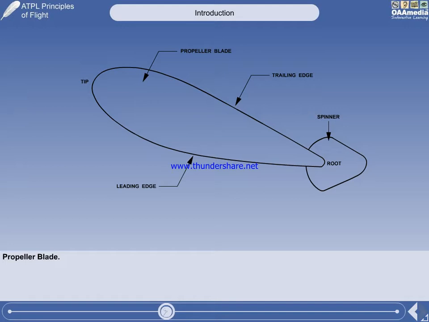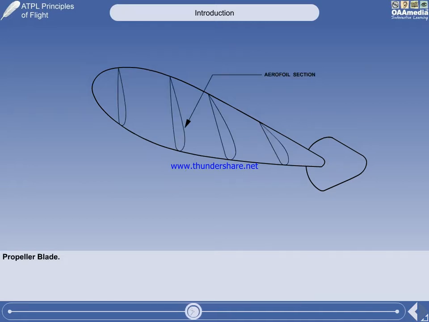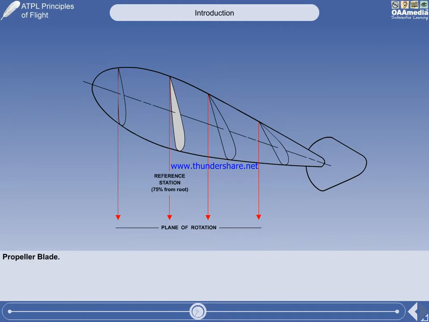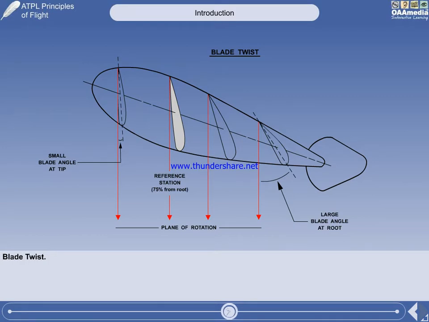The blade is attached at the root. The blade tip is at the other end. The leading edge of the blade is at the bottom, and the trailing edge is at the top. The blade has an aerofoil section, which, from root to tip, is at different angles to the plane of rotation. When a propeller blade is shown in a diagram, the view is of the aerofoil section at the reference station, 75% from the root.